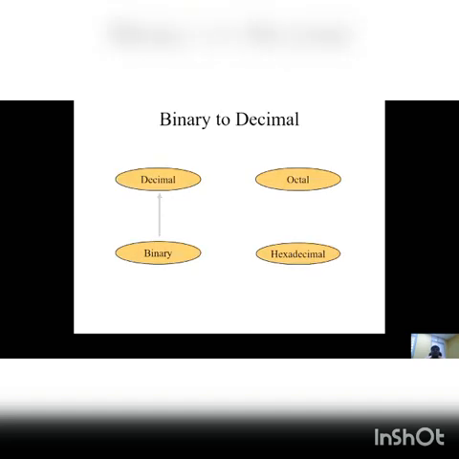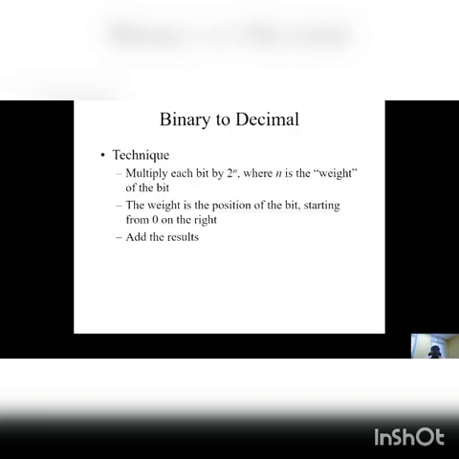Now we see binary to decimal. Multiply each bit by 2 to the power n, where n is the weight of the bit. The weight is the position of the bit starting from 0 on the right, and add the results. It means that we will start from the right side and multiply by 2 to the power 0, 2 to the power 1, and so on.